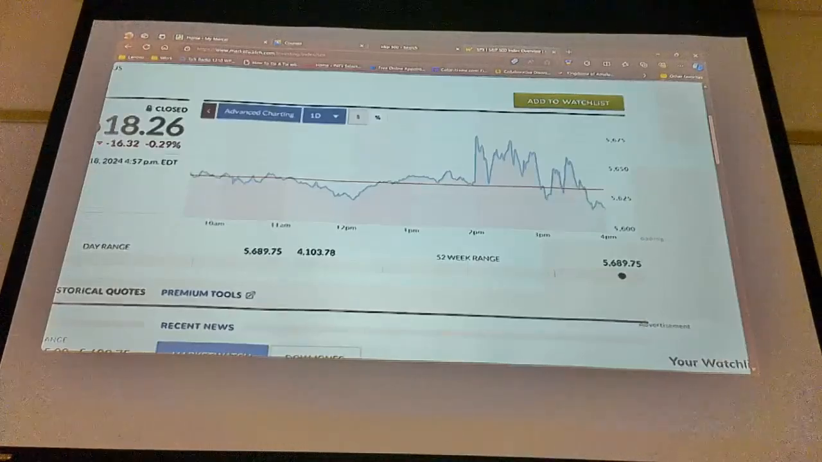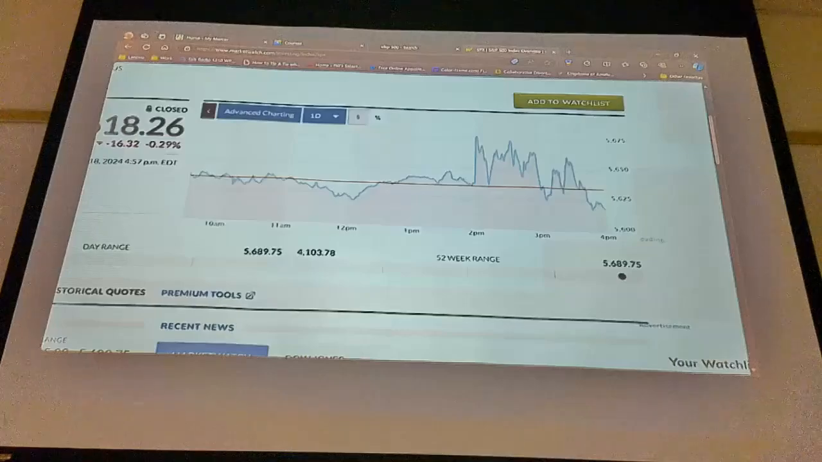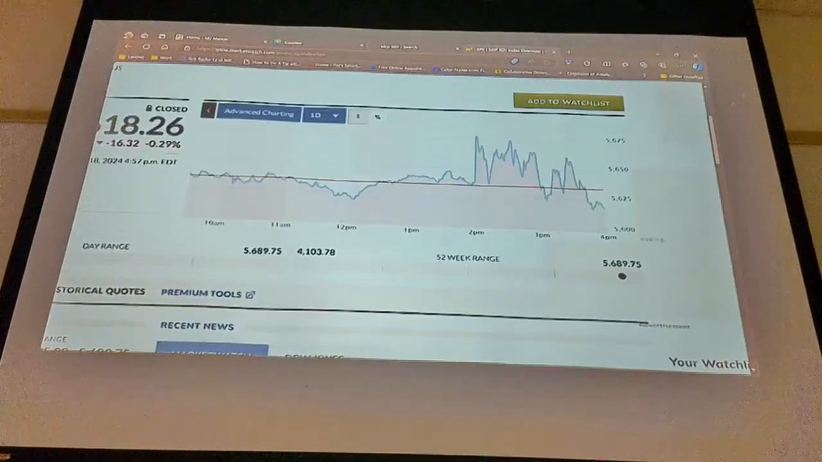So on that graph, it visually drops significantly, but it only dropped 0.29% of the opening cost. So it only dropped 16.32. So the stock value only dropped by $16.32, when the stock value itself was over 5,000. So it's not a significant drop, unless you brought it in as an option.